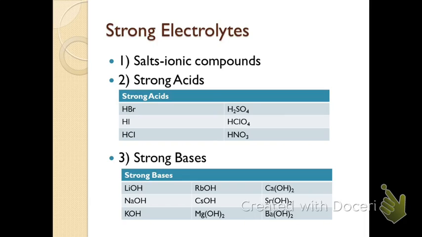There are also 9 strong bases. Use your periodic table, folks, and you'll notice a trend amongst them. Lithium, sodium, potassium, rubidium, and cesium are all in group 1, and if you notice, they're all bonded with hydroxide. In group 2, you've got magnesium, calcium, strontium, and barium, and they're all bonded with hydroxide, but they're bonded with 2 hydroxides because they're from group 2 and they have a charge of 2+.